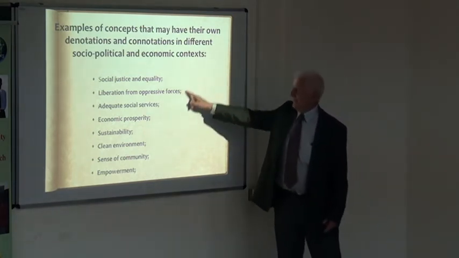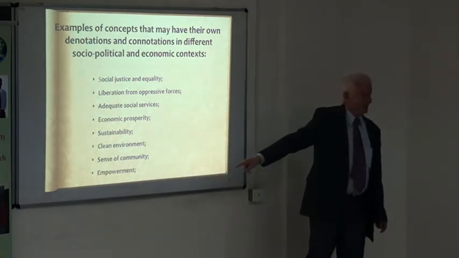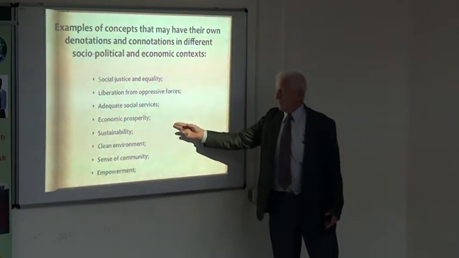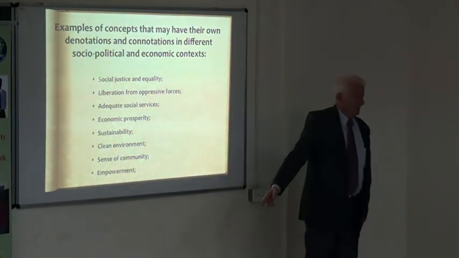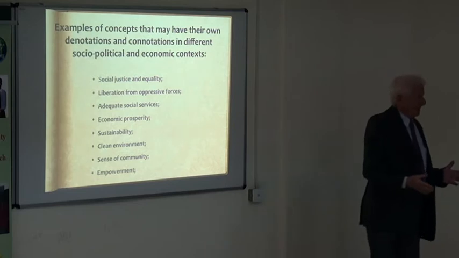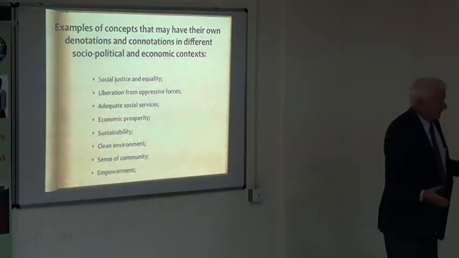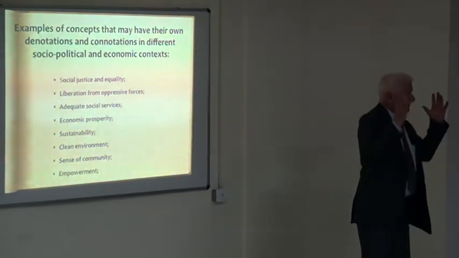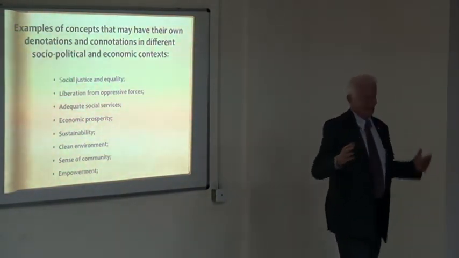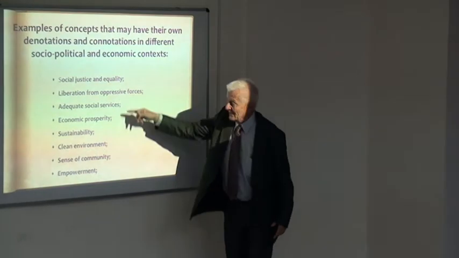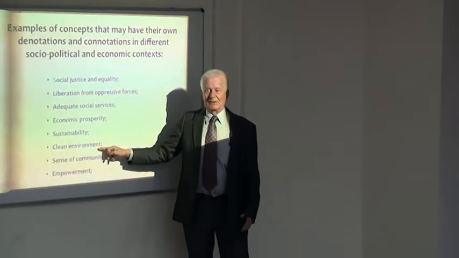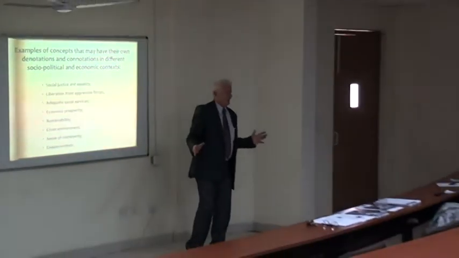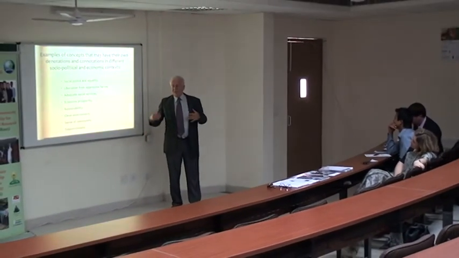Okay. So if you look at some of these example concepts here, social justice, economic prosperity, sense of community, does it mean the same in Africa, in, for example, Cameroon, in India, and in Mesa, Arizona? Or do people have totally different connotations and denotations of what it really means to have social justice, equality, or a clean environment? And definitely, there are different standards. So we somehow decided that we need to learn from each other.